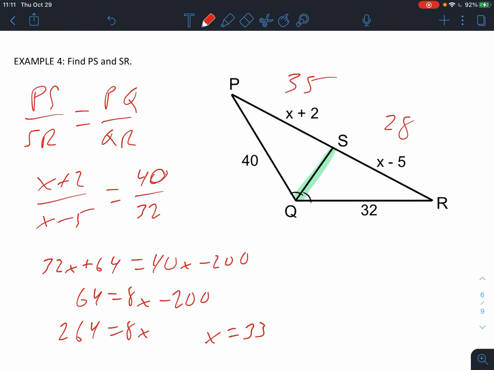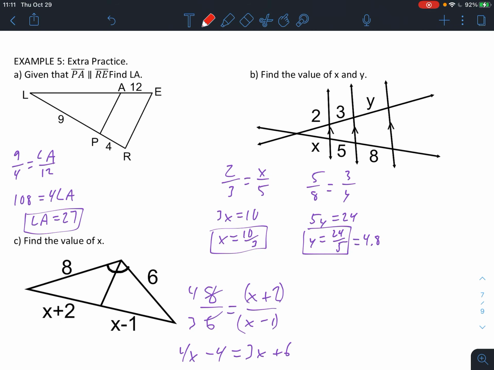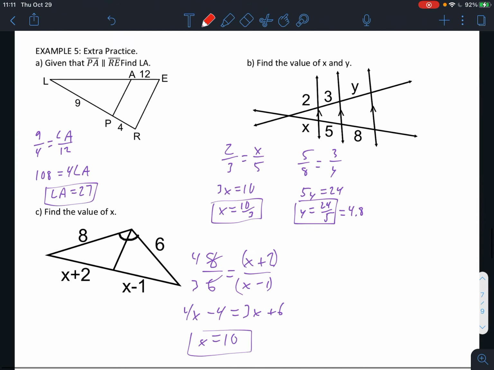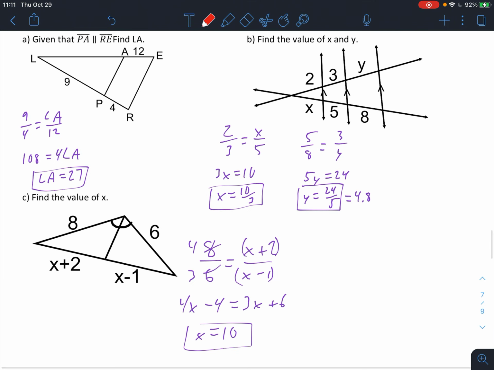All right, go ahead and pause the video. Come back when you're done with the last slide and check your answers. All right, here's the answers to the last three problems, 5, A, B, and C. Pause the video there to check your answers. When you're done, that'll be the end of section 5.2.